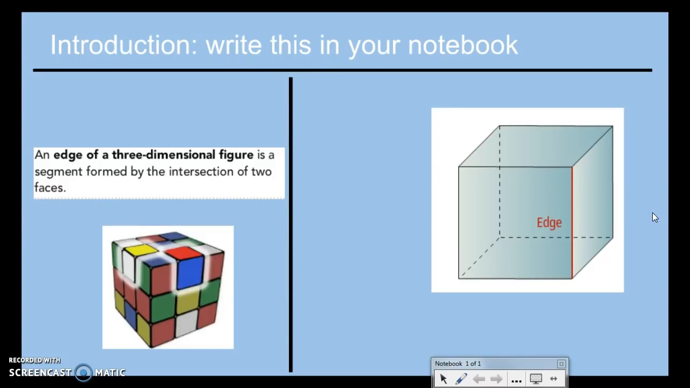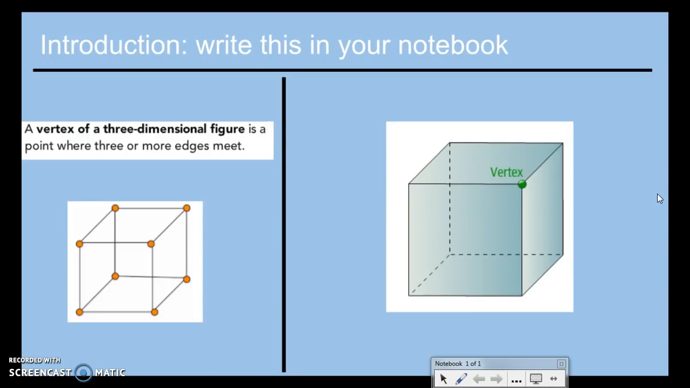Alright, so the edge of a three-dimensional figure is a segment formed by the intersection of two faces. So this whole part right here is an edge. So it's this, this. All these are edges. Basically where the polygon meets the side, meets the top, all that stuff.